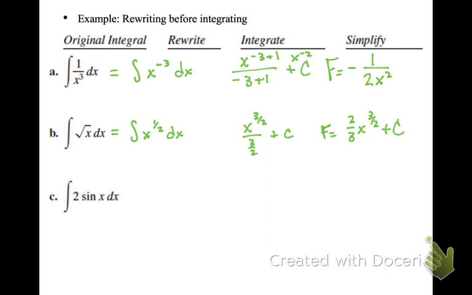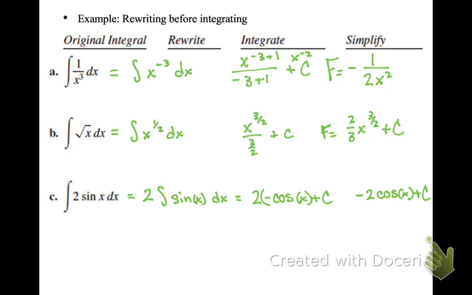So now we have the integral of 2 sine of x dx. So I'm going to rewrite it as 2 times the integral of sine of x dx. We can look at the sheet, but we also can think, what gives me a derivative of sine? Negative cosine, because the derivative of cosine would be negative sine, correct? So I have 2 times negative cosine of x plus c. So it's negative 2 cosine of x plus c.